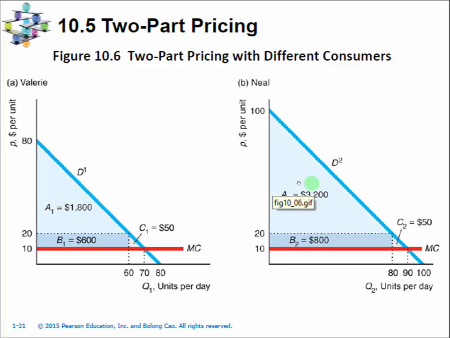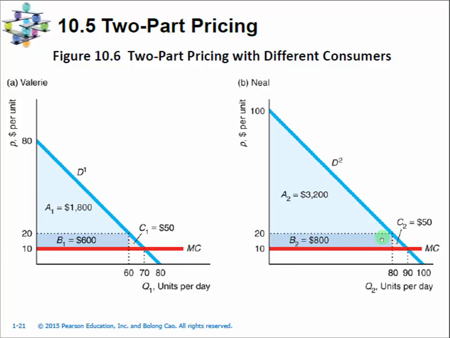When we cannot charge different access fees to Valerie and Neil, we use the smaller access fee to bring in various demand. However, we need to compensate the smaller access fee by increasing the per unit price. Because the access fee paid by Neil is much smaller than the extractable consumer surplus from Neil, we can actually extract more consumer surplus from Neil by using a higher per unit price.